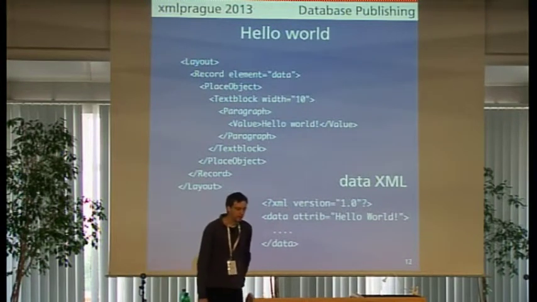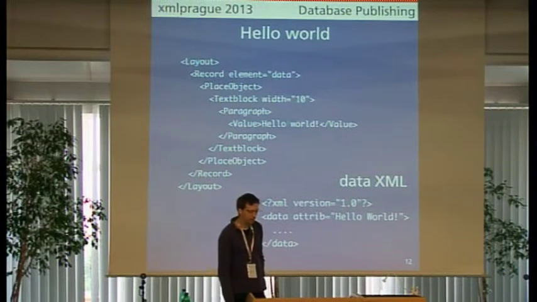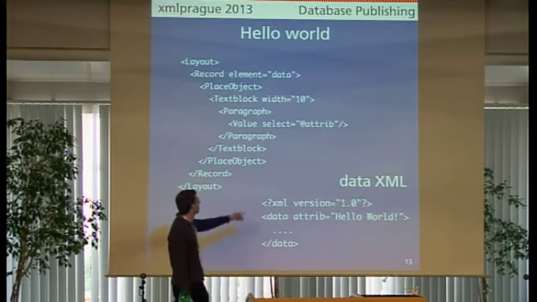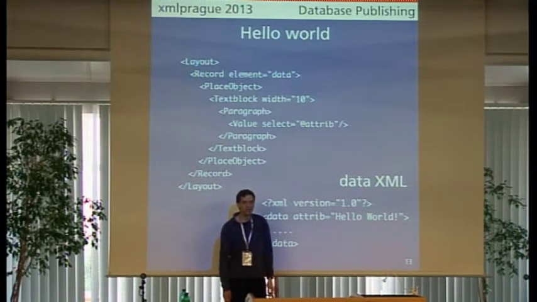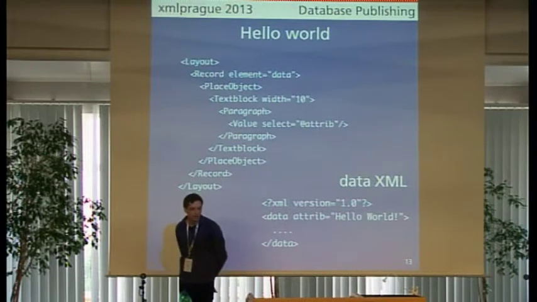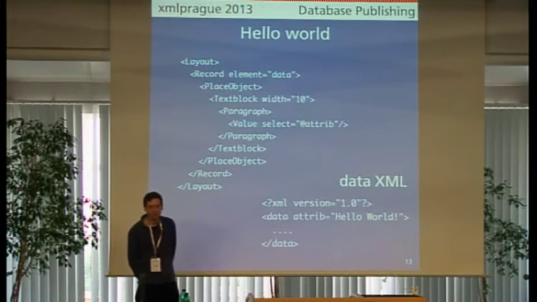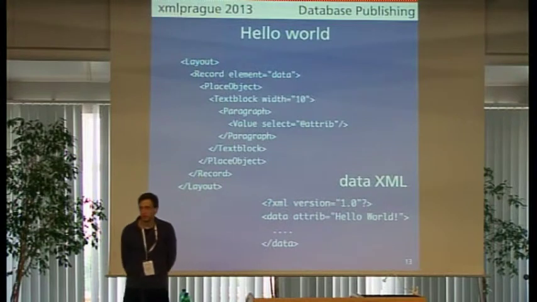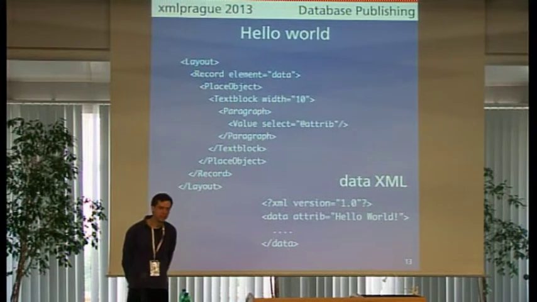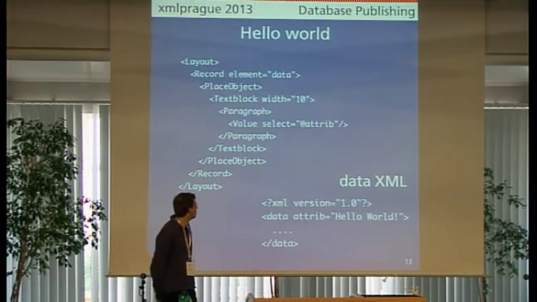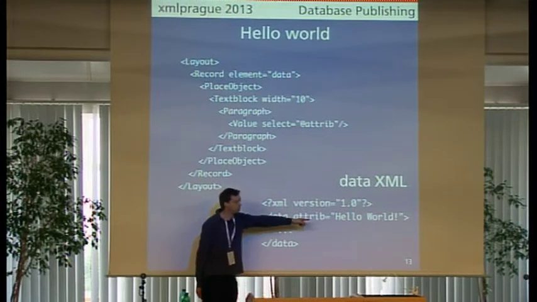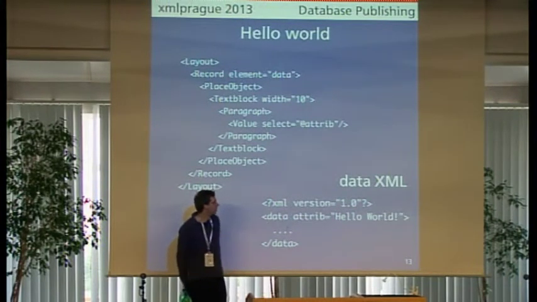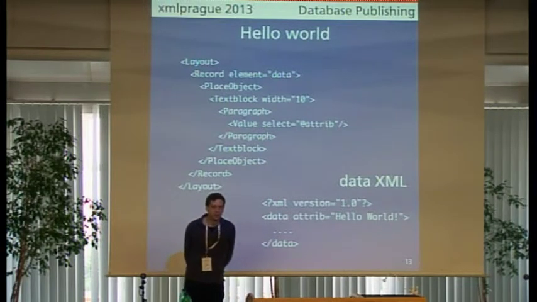Now, since we're talking about database publishing, this should be more or less like this. We have access to the attributes and child elements. This looks like XPath, and indeed, we try to fully implement the XPath standard. We're not there yet. We have only a small subset yet, but we are expanding. And this is a Hello World example where we access the attribute in the data XML, and typeset it.